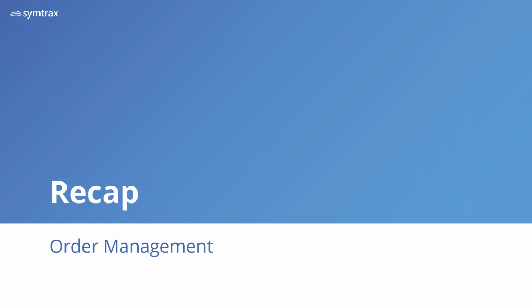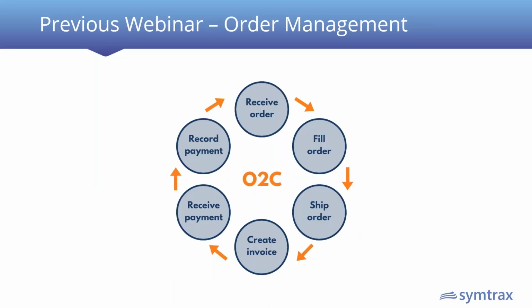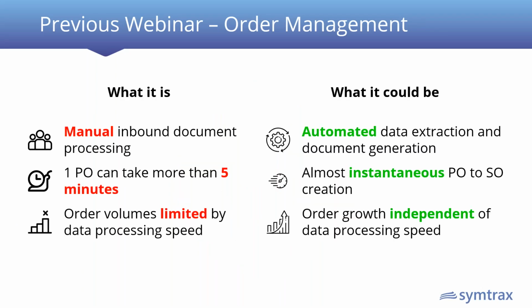Let me do a quick recap on our previous session, which is on order management. For order management, we covered how you can receive orders and how you can fill in your orders in a more streamlined, more automatic way. And why do you want to do that? It is because manual inbound processing takes a lot of time just to process a single document. One PO can take maybe 5 to 30 minutes, depending on the content and the complexity.